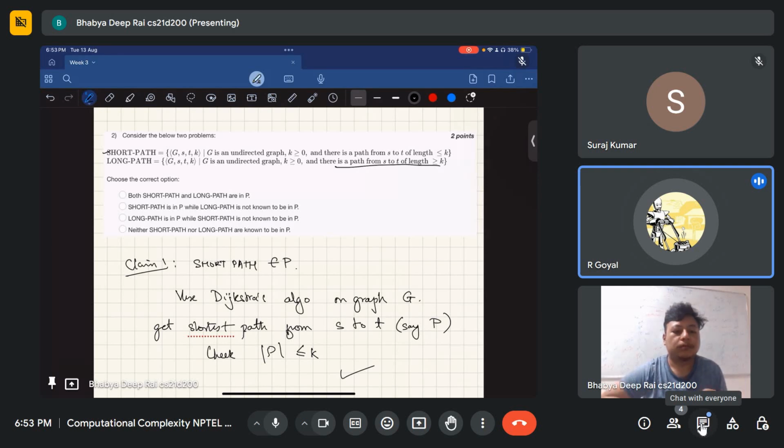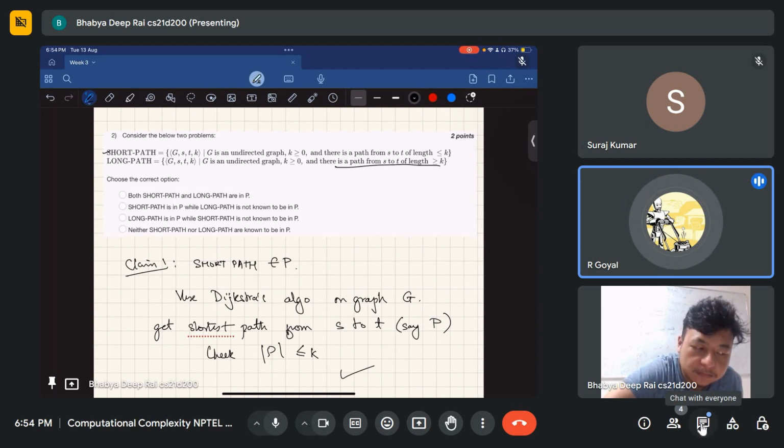So for the longest path, I don't know the exact reason, but probably if I try to find the longest path, then I'll have the liberty to make a move to the same vertex multiple times. And if I make a move to the same vertex multiple times, then every time I would be increasing the length of the path. So therefore, getting the longest path would be a difficult problem. So longest path is not there in P.